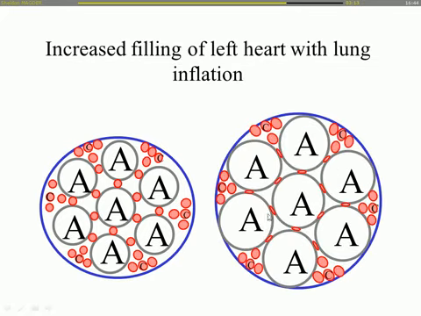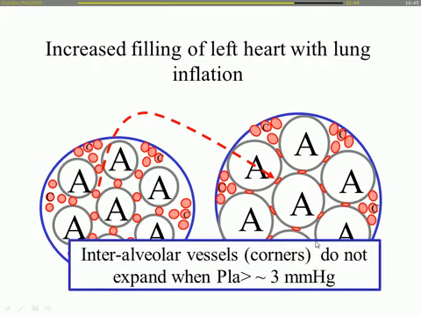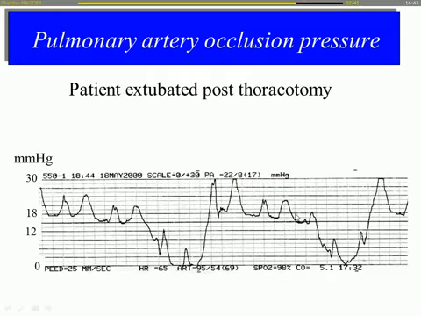So when you inflate the lungs, the outer ones don't really change much if your central venous pressure, your left atrial pressure, is above 3, because they're already distended. But what you do is you squeeze the vessels between them, and therefore squeeze some blood out of the lungs and into the left heart. So left heart filling slightly increases during inspiration, whether it's spontaneous or whether it's positive pressure. This is due to the change in transpulmonary pressure. So generally, you have a small increase in left heart filling.